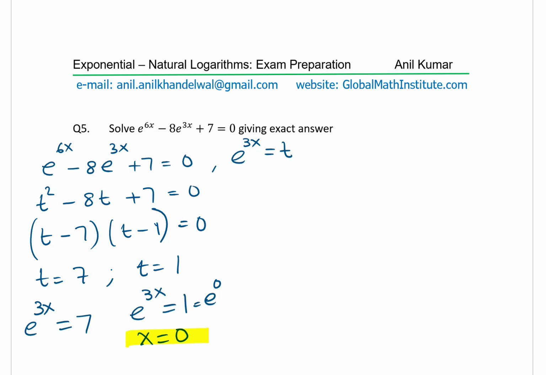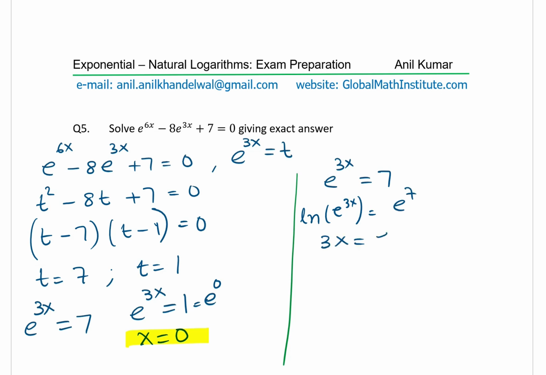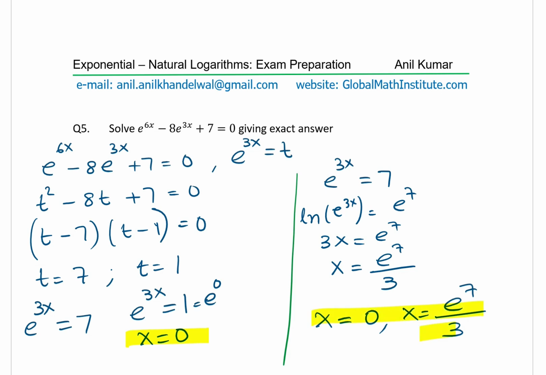The other one, let's write down on the right side, which is e to the power of 3x equals 7. So that means if I take ln, 3x is equal to ln 7. x is ln 7 over 3. So that becomes the second solution. So we have x equals 0 or x equals ln 7 over 3. Correct? So these are the two solutions for the given equation.